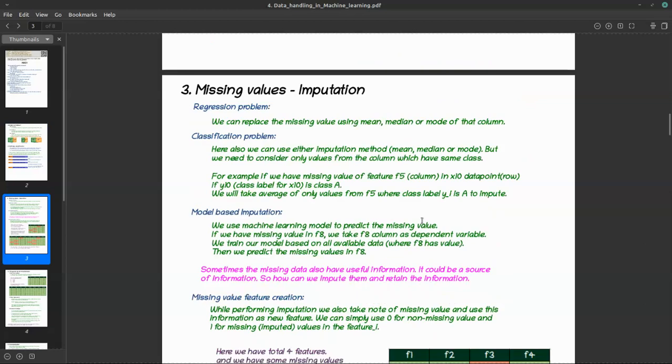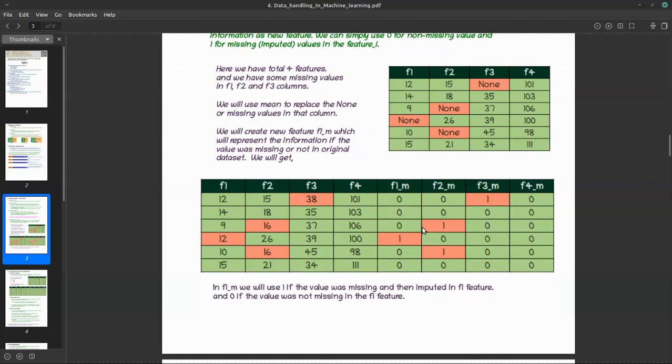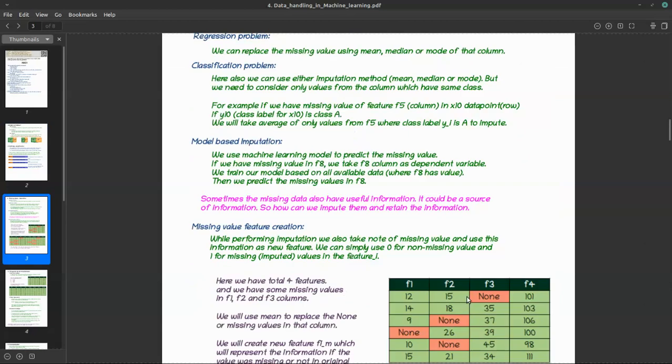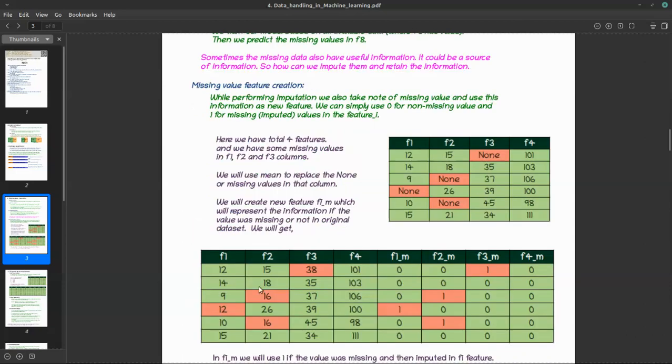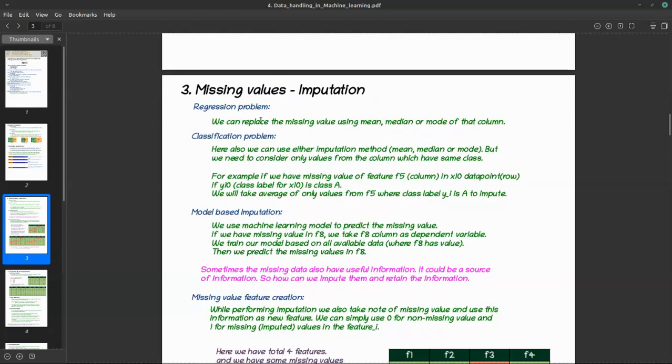Okay, missing value. There are so many techniques to deal with missing values. If it is a simple regression problem, or your features are nothing but numerical features, you can take the mean, median, or mode of that column and do imputation. Replace null with the mean, median, or mode value, depending on the problem.